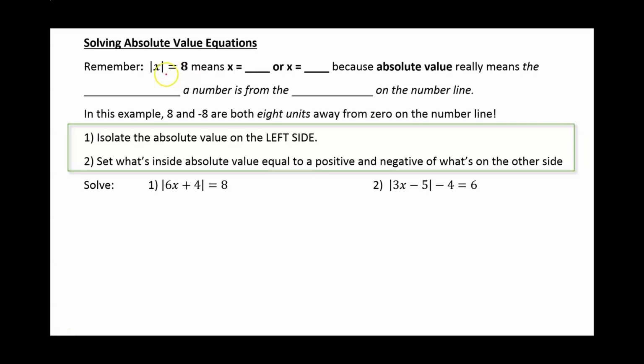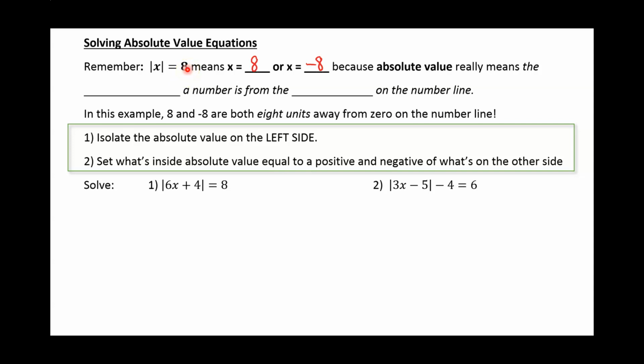All right, when we say that the absolute value of x is equal to 8, what values could x be? Well, it could be a positive 8 or a negative 8. So you just discovered the rule for solving an absolute value equation. You're going to take what's inside the absolute value and you're going to set it equal to a positive and a negative of what's on the other side.